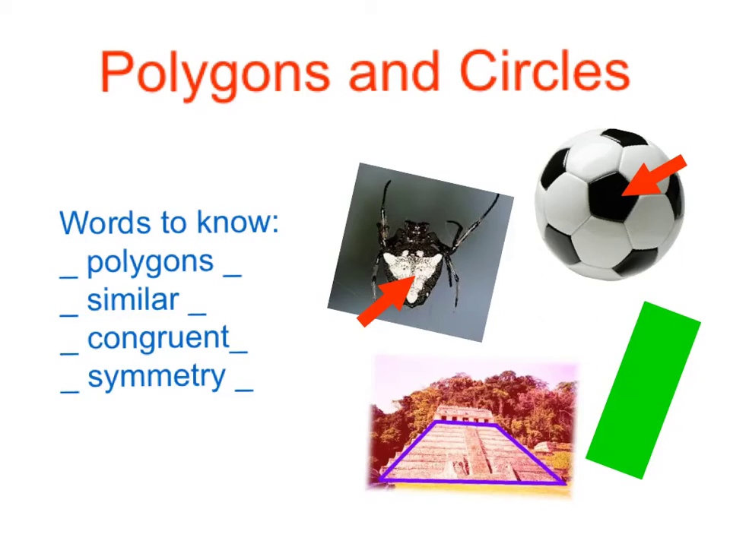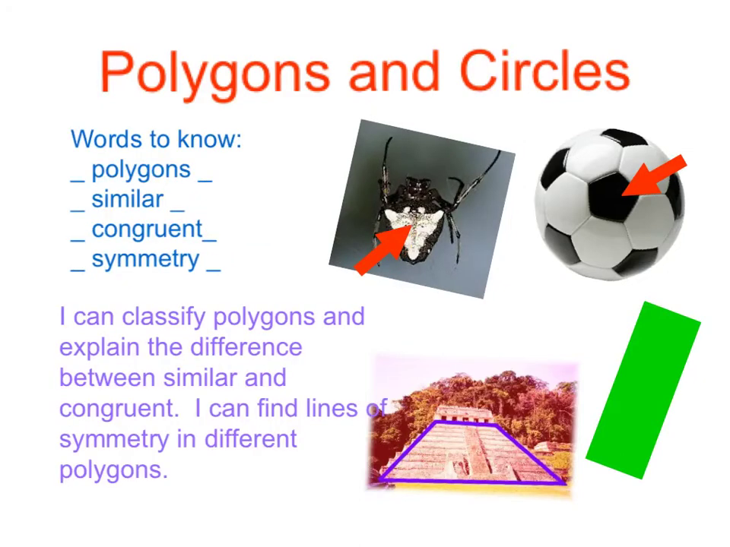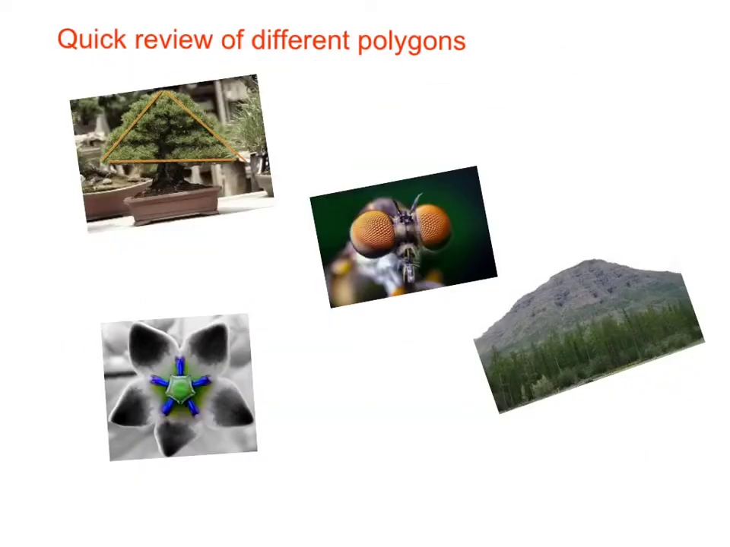Polygons and circles. Words to know: polygons, similar, congruent, symmetry. I can classify polygons and explain the difference between similar and congruent. I can find lines of symmetry in different polygons.